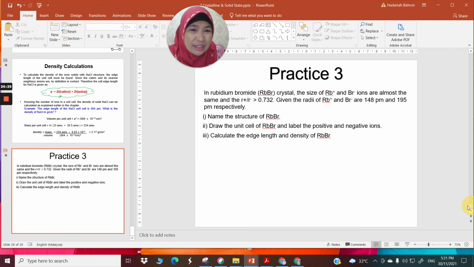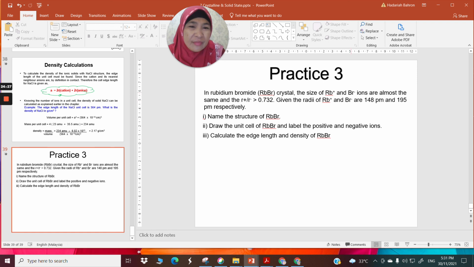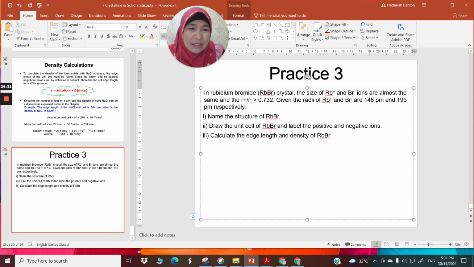So, the question is, given that the radii of Rb+ and Br- are 148 picometers and 195 picometers respectively, first of all, name the structure of rubidium bromide. Very easy, right? Then draw the unit cell of rubidium bromide and label the positive and negative ions. Very easy, very simple. And calculate the edge length and density of rubidium bromide.